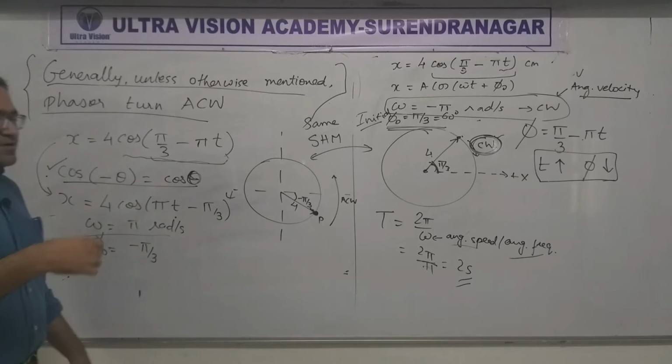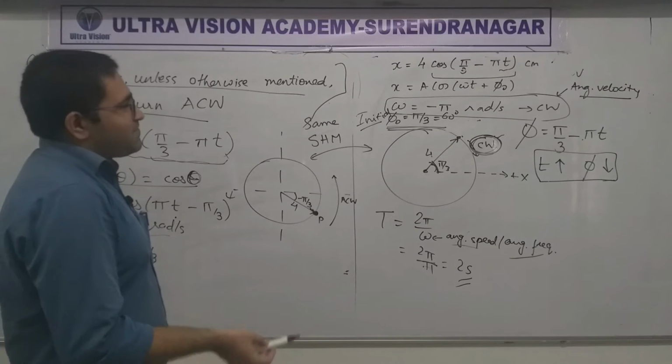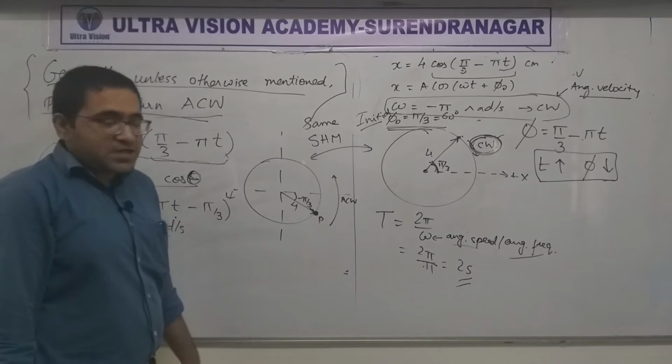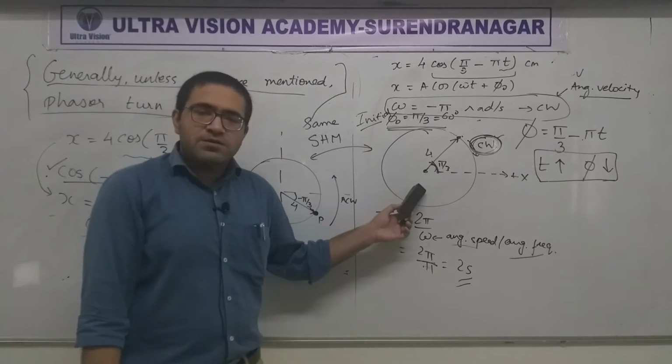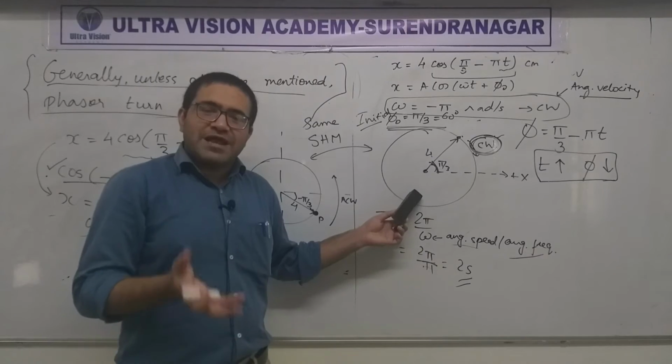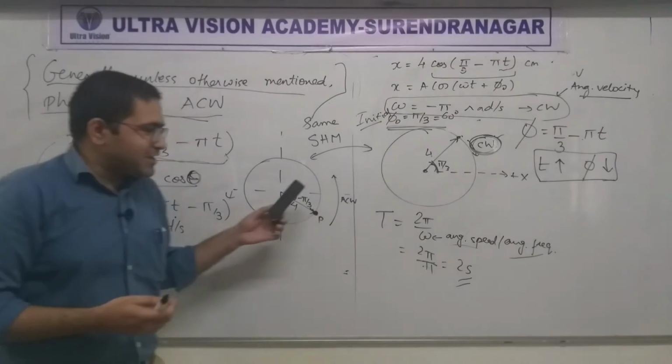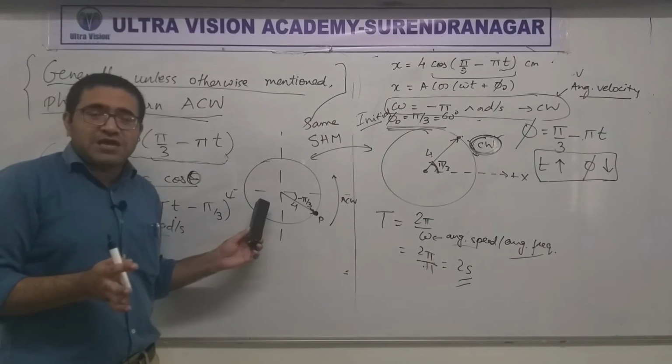Generally, we take the phasor to turn anti-clockwise. So is this wrong? No, it's correct. But normally we don't show it like that. We show it like this. Understood the whole thing?